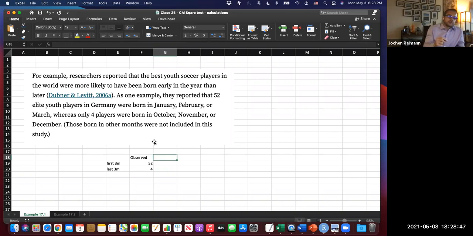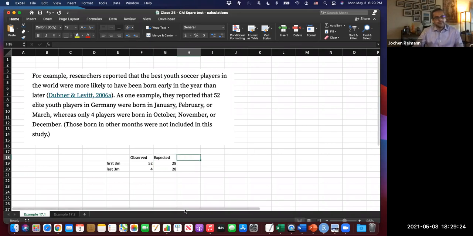When thinking about it logically, what would be expected? If this is balanced and not skewed in any way, and you don't have a greater likelihood to become a good soccer player because you were born in the first months, this would need to be half of the total, right? If you have 52 and 4, this is 56. 56 divided by 2 is 28. So this is what you would expect.